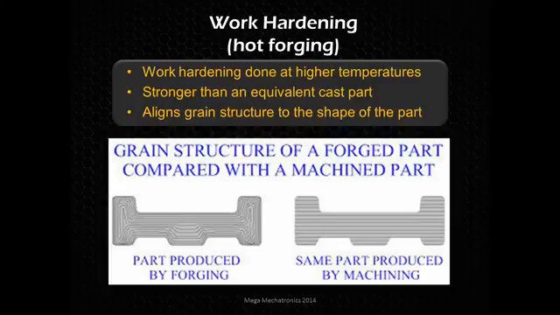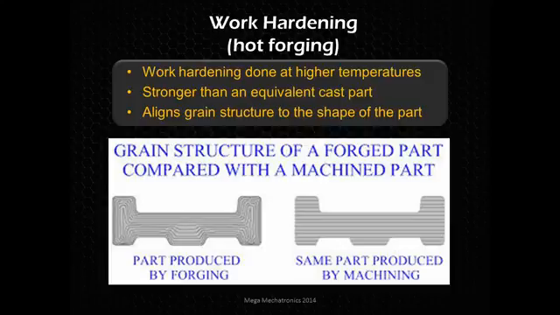So here's an example of a machined part versus a forged part. So you see the forged part, how the grains follow the contour, the outside contour, but then the machined part has the grains ending at critical points where cracks can form.